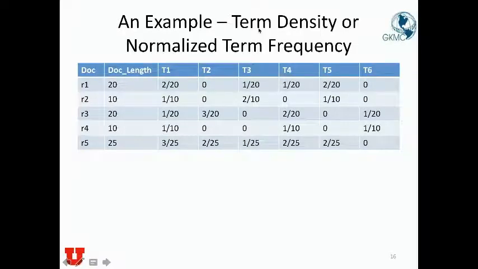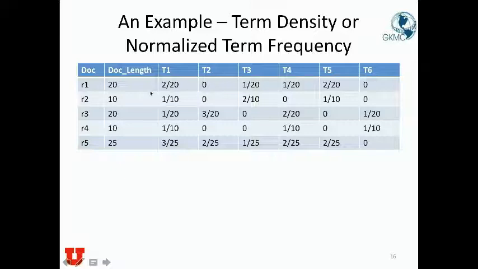So we'll go through this quickly because that's not something we plan to practice in our assignments very much, but you could definitely consider it for other applications you're interested in. And so we talk about normalized term frequency, or term density. The numerators here are the term frequency from the previous example, and the denominators are basically the document length, such as how many words.